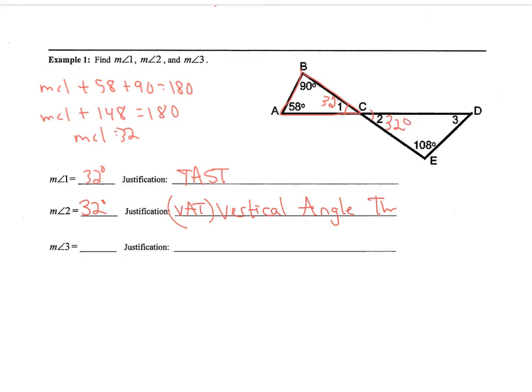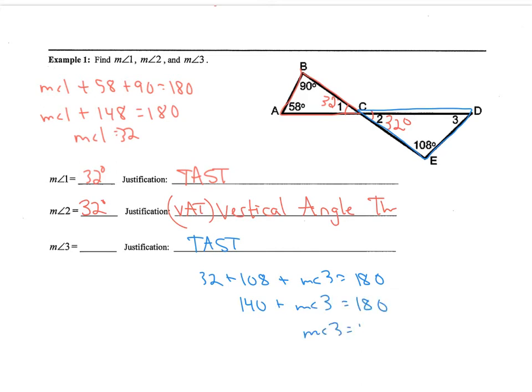And now we have one more triangle to look at, triangle CED, and by using TAST, we know all three angles add to 180 degrees. So 32 plus 108 plus the measure of angle 3 add up to 180. So adding, we get 140 plus the measure of angle 3 equals 180. Subtract 140 from both sides, and you get the measure of angle 3 is 40 degrees.